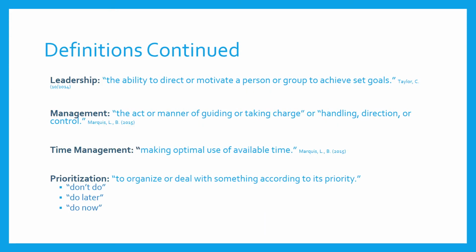Definitions that you should know are leadership, management, and time management. They're all listed there. I'm not going to read them all for you. And also prioritization, and especially knowing how to differentiate those three different categories that I mentioned a minute ago: things that you need to do now, immediately, things that you can postpone till later, and things that you don't have to do. They do not have high priority.